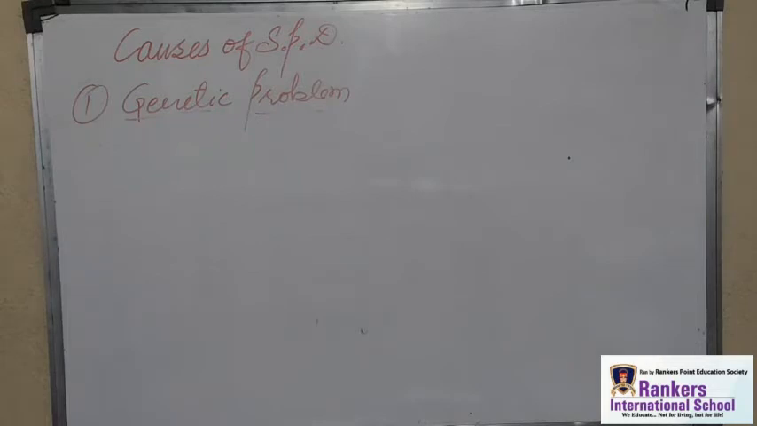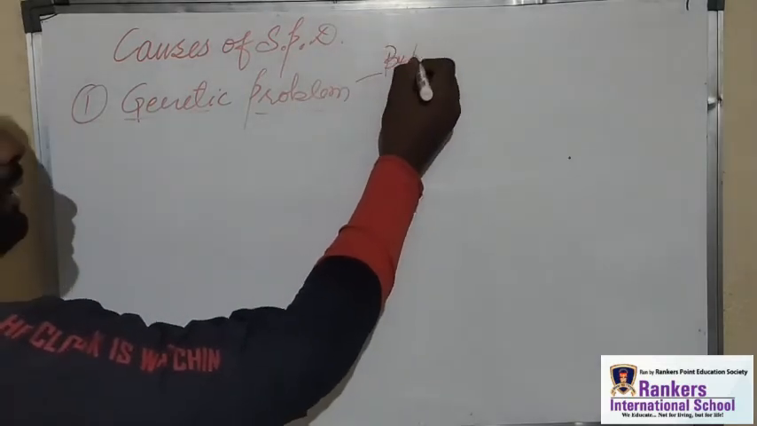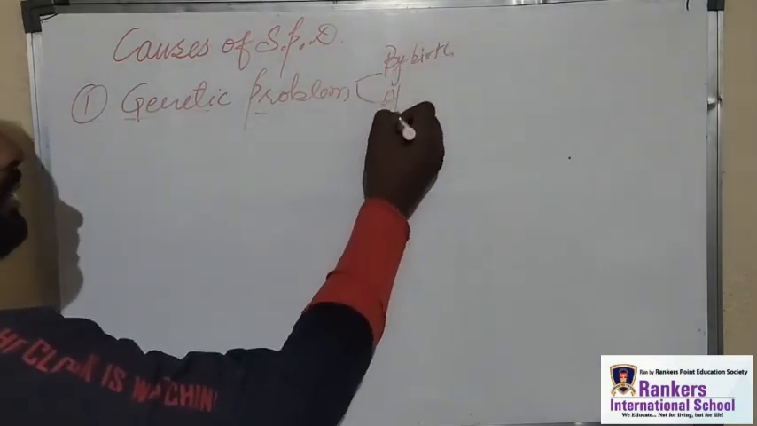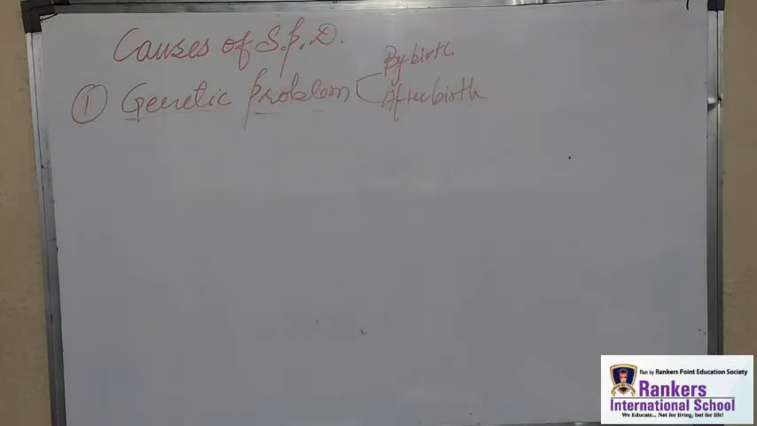A genetic problem is related to the chromosomes, and as you all know, we get the genes from our parents. There is a recombination of genes from mother and father, then a new baby is produced by the process of reproduction. So definitely sometimes SPD may be caused by a genetic problem. It may be after birth, or during birth, or it may be genetic.